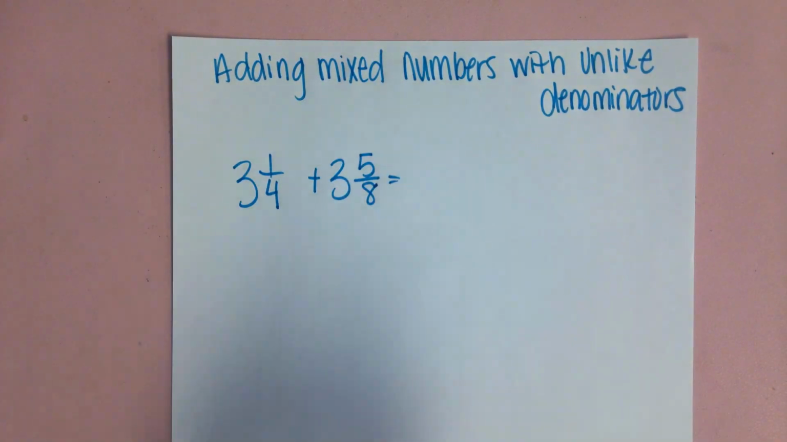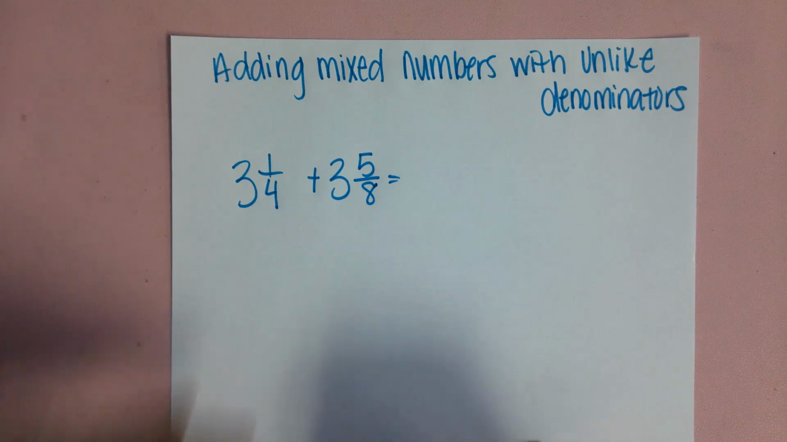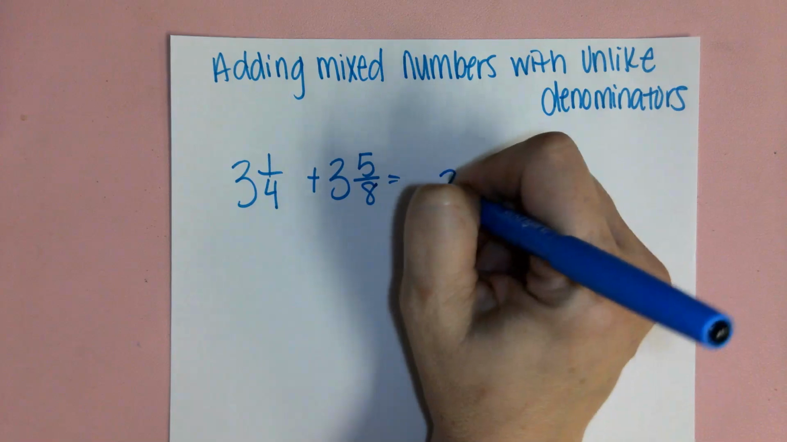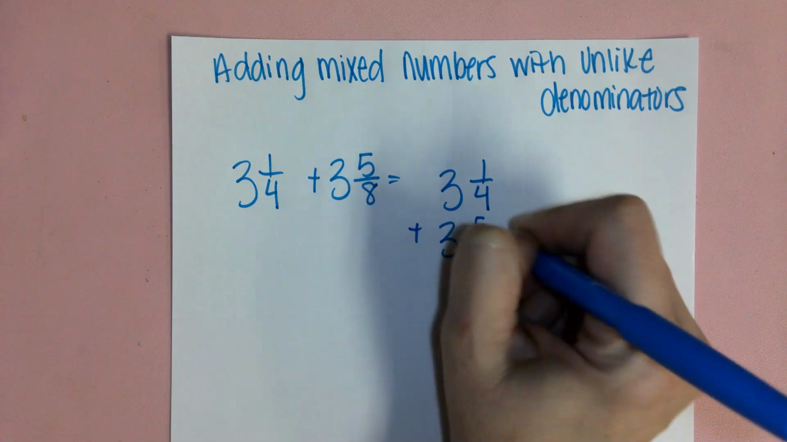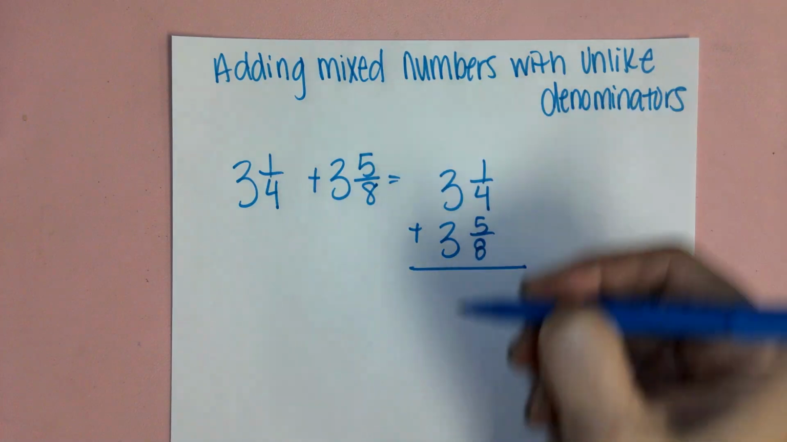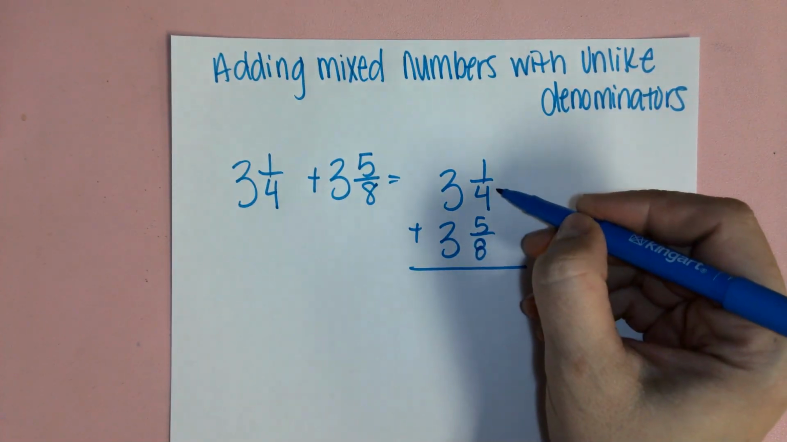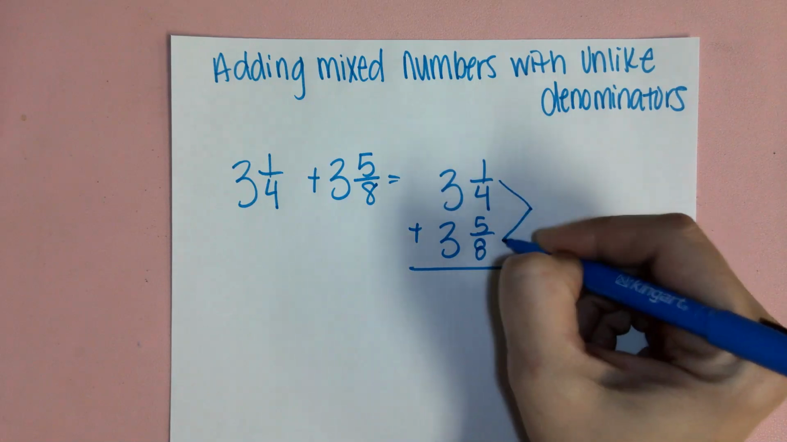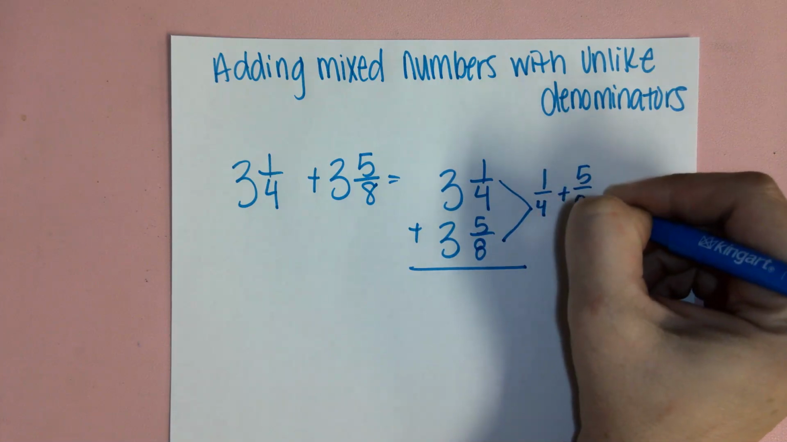So when a problem is presented like this, when we're adding or subtracting mixed numbers, we want to set them up top to bottom as if we would when we're doing proper addition and subtraction. So we're going to do 3 1/4 plus 3 5/8. This allows me to see that I have whole numbers to add and fractions to add. Now I know that when I add fractions, I have to have like denominators. So I'm going to take my two fractions here, and I'm going to have 1/4 plus 5/8.